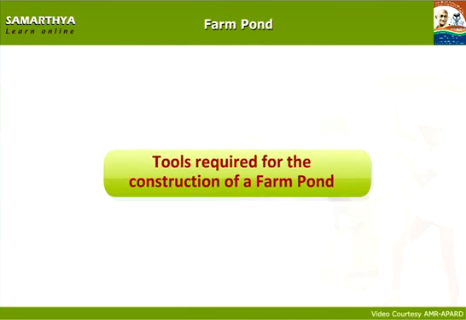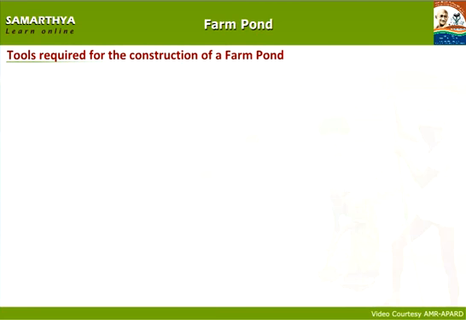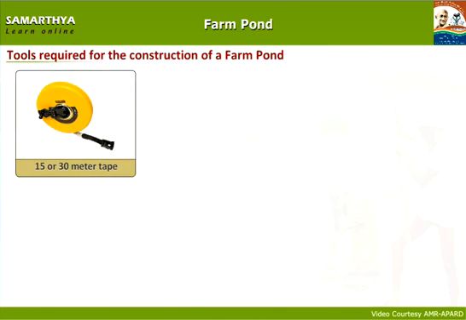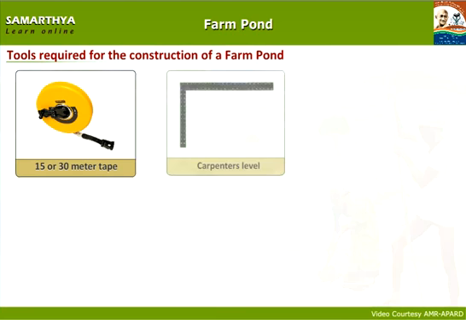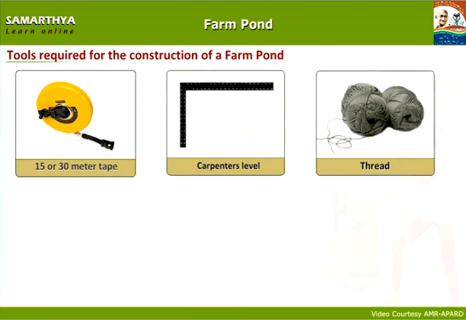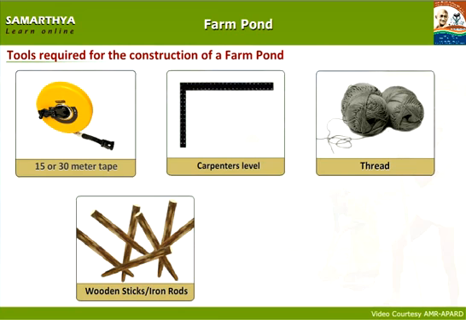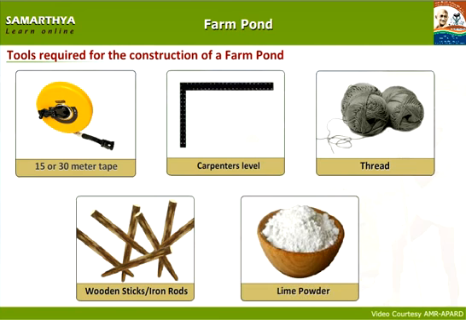Tools and implements required for a farm pond. We use the following tools for the marking of farm ponds: 15 or 30 meter tape, carpenter's level, thread, wooden sticks and iron rods, lime powder.